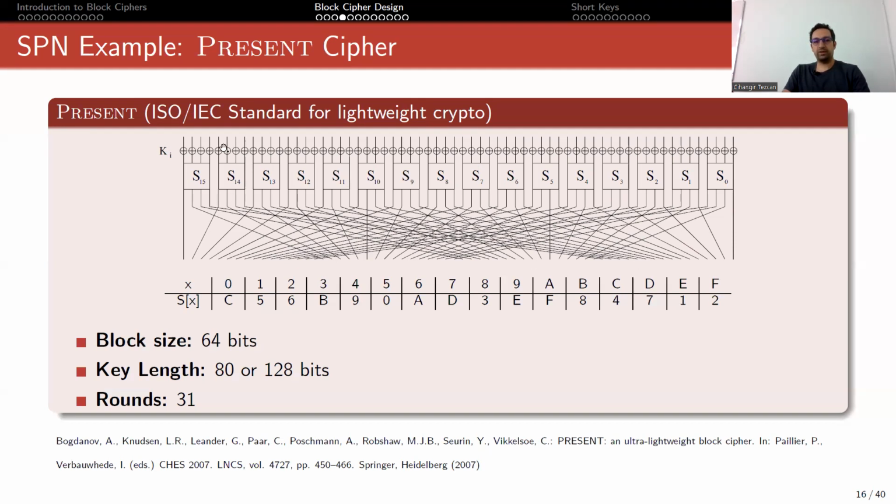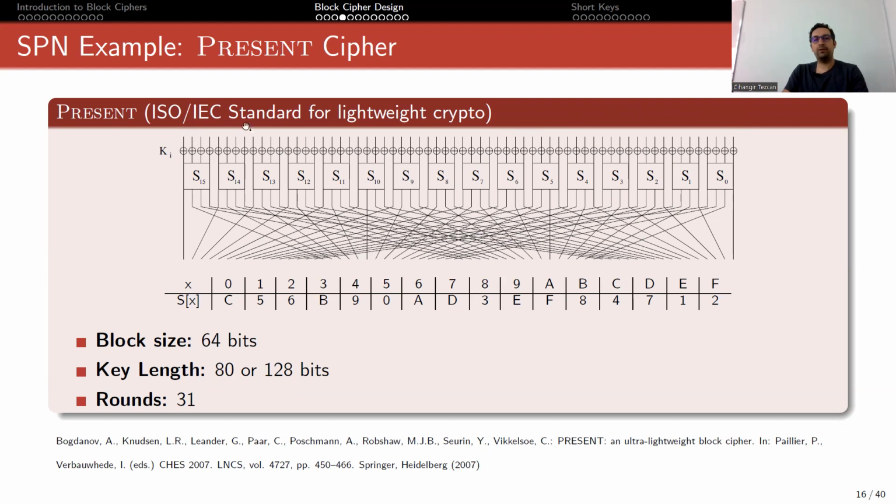So the picture actually shows every layer, okay? The block size is 64 bits, so there are 64 lines here to represent every bit. Your key length can be 80 bits or 128 bits, although 80 bits nowadays does not provide enough security. But regardless of your key length, you have the key schedule algorithm which produces 64-bit round keys, okay?